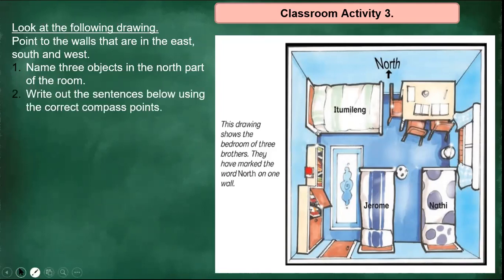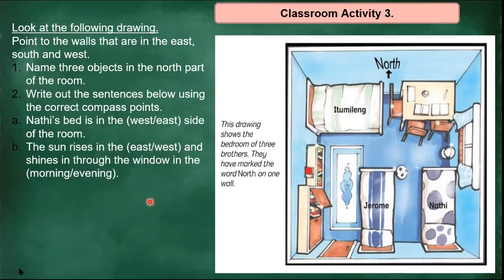Write out the sentence below using the correct compass point. Tati's bed is in the west or east side of the room. And another question: the sun rises in the west or east, and the sunshine comes through the window in the morning or evening. So answer these 2 questions. We have Trish.